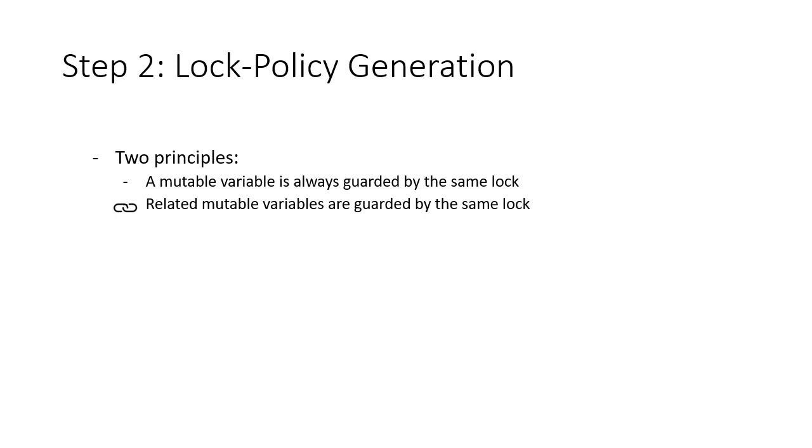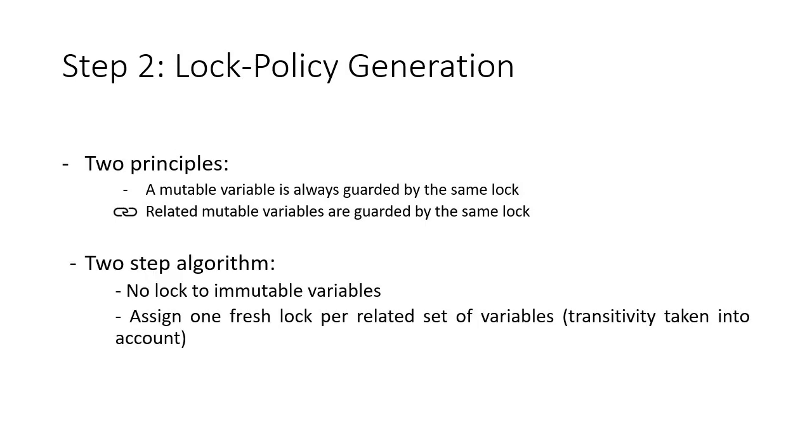The generation of locking policy holds 2 basic principles. A mutable variable is always guarded by the same lock, and related mutable variables are guarded by the same lock. The synthesis algorithm works as follows. First, they assign no lock to immutable variables. Second, they compute the set of all relations taking into account transitivity. A fresh lock is added to every group of related variables if there are at least 2 variables in that group.